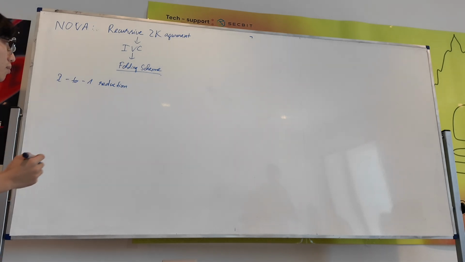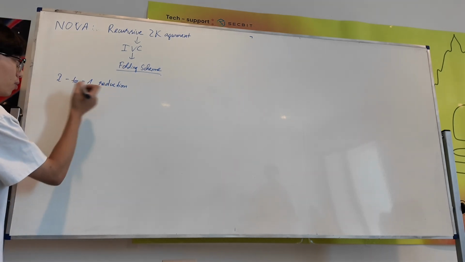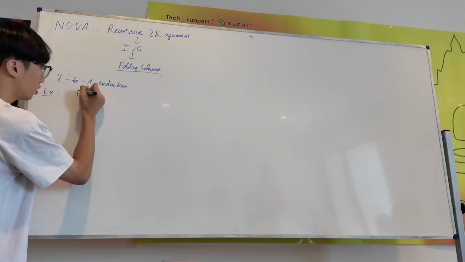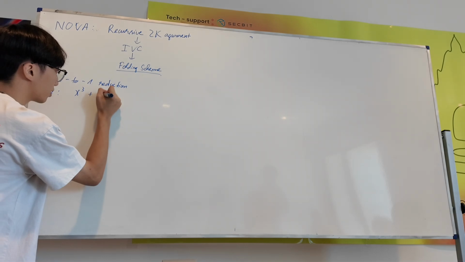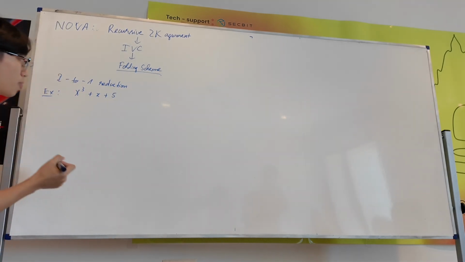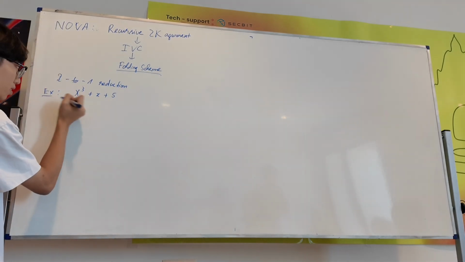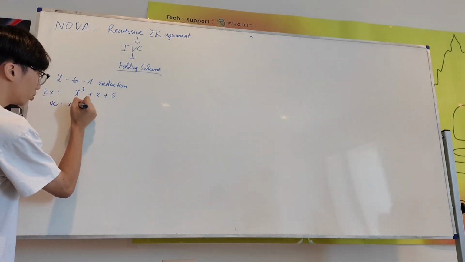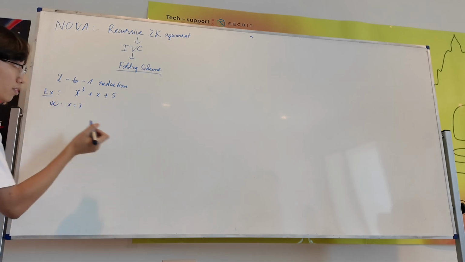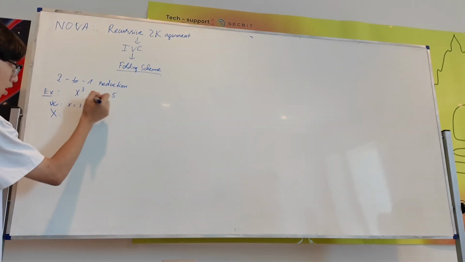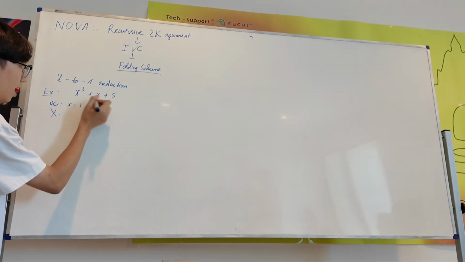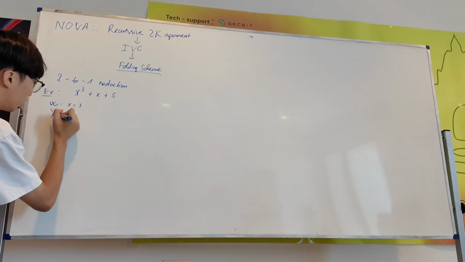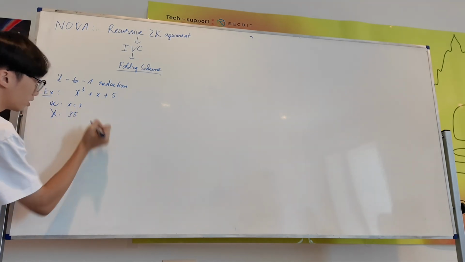I will give an example. We have a function x cubed plus x plus 5. The witness here, if we choose x equal to 3, and the instance that we want is the output of this function with x equal to 3. So the instance here is 35.